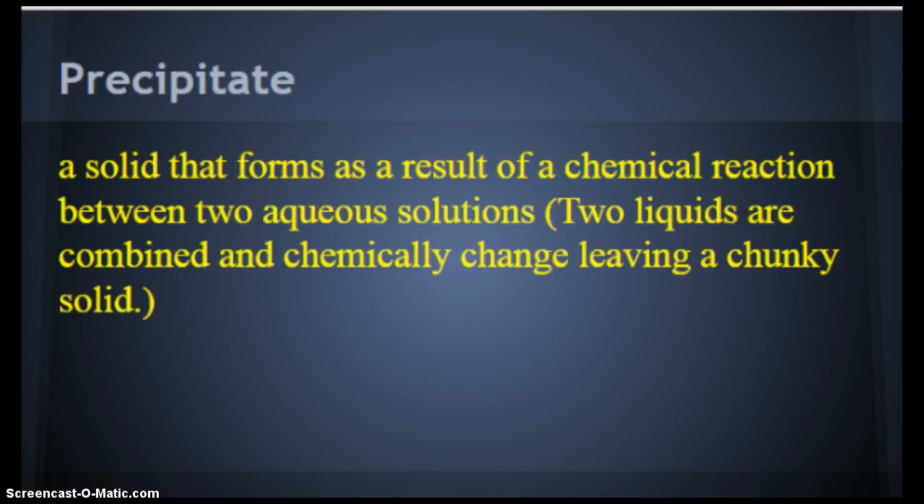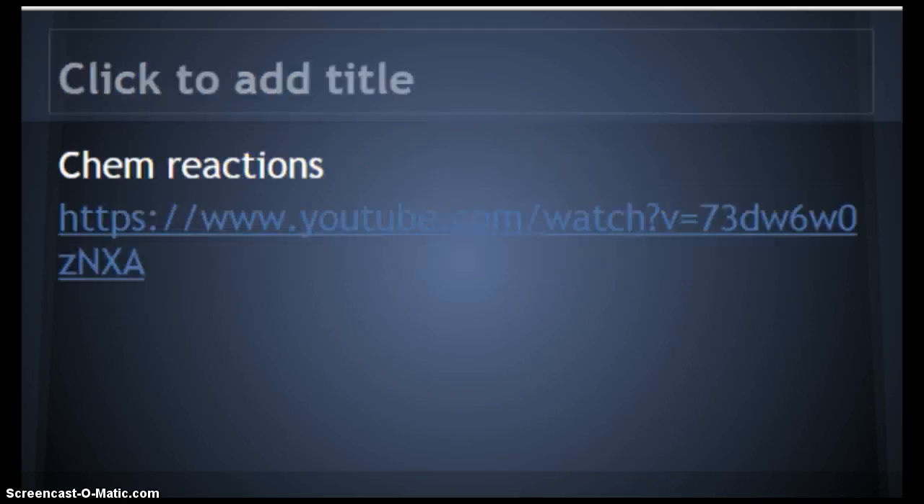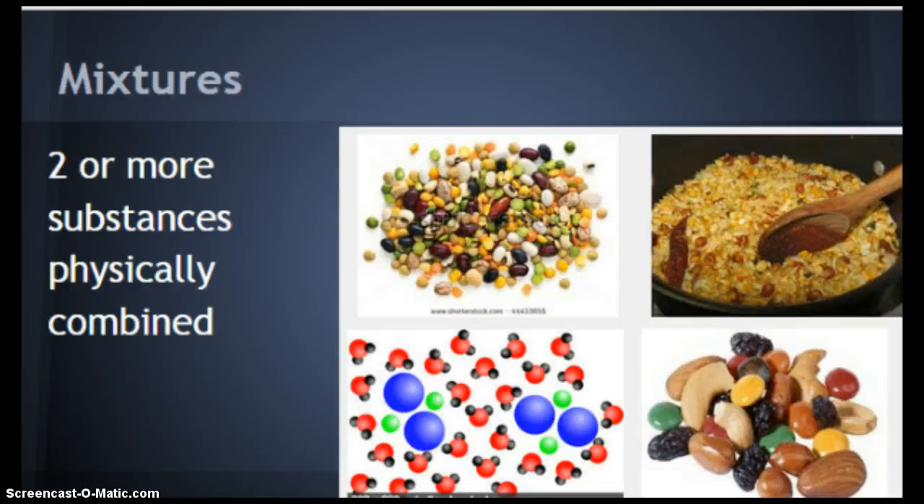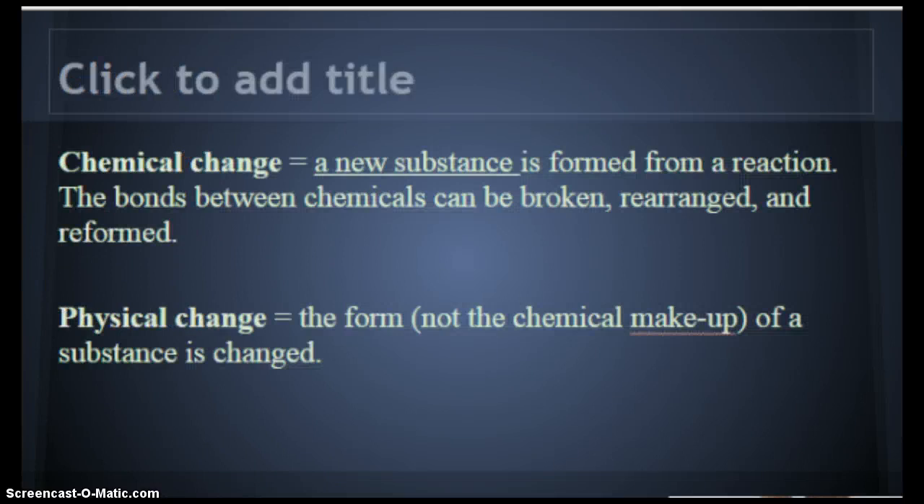Precipitates is that chunky solid that can form. Mixtures is physically combining. You can usually pick them apart with your fingers. You might have to maybe evaporate or do a phase change, but you can easily separate. And you have the differences between physical and chemical changes.